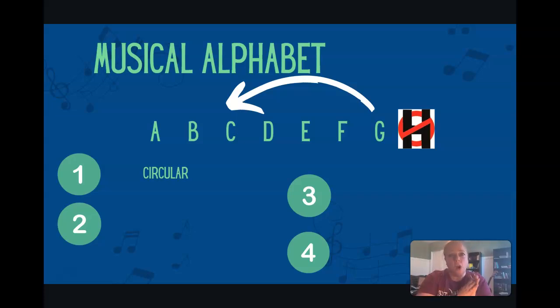You know you've gotten all the way through the musical alphabet when the first letter and the last letter you're on are the same. A, B, C, D, E, F, G, A. That's one complete revolution of the musical alphabet.